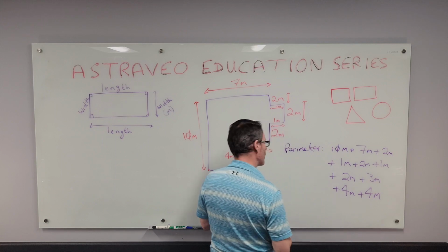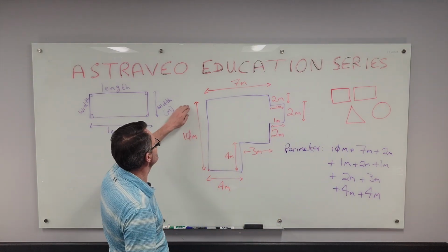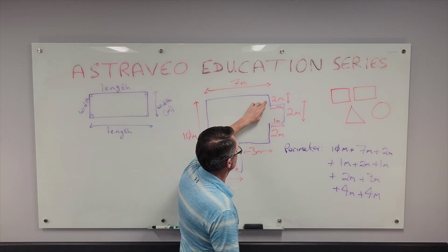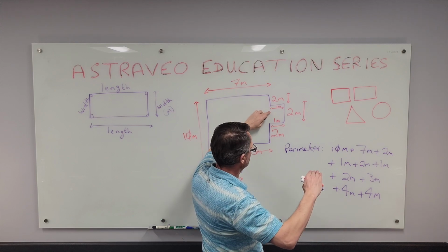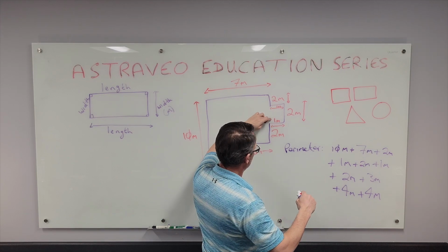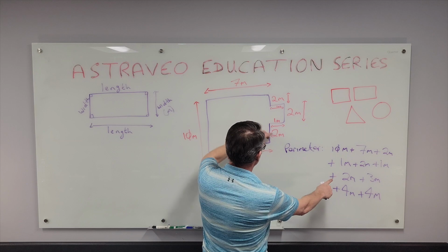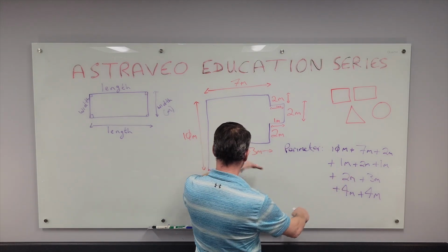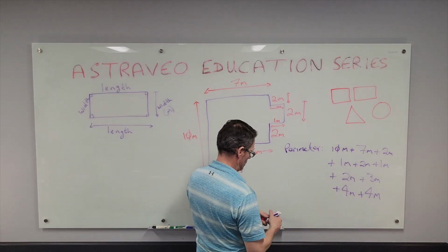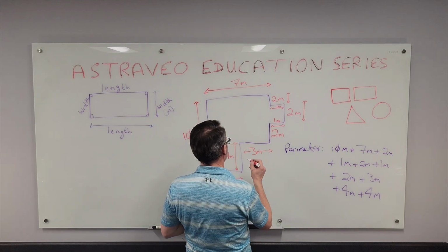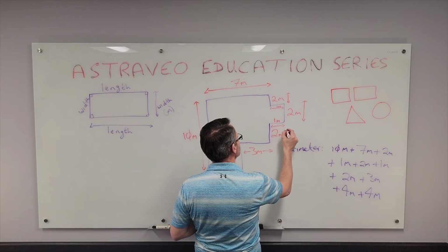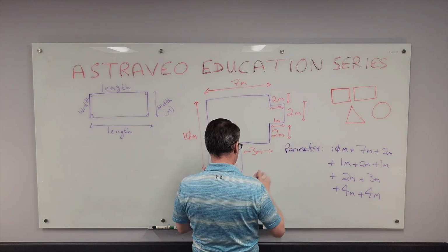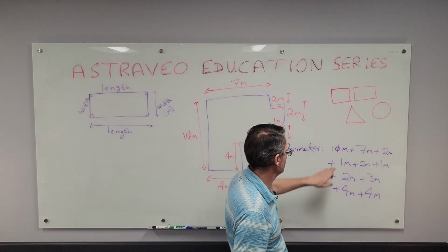Okay, I think we got that right. Let's just make sure. 10 meters, 7 meters, 2 meters, 1 meter, 2 meters, 1 meter, 2 meters, 3 meters, 4 meters, 4 meters. Great. Okay, one thing that may have confused us a little bit, that's 1 meter, that's 2 meters. Okay, so now we just have to add it up.